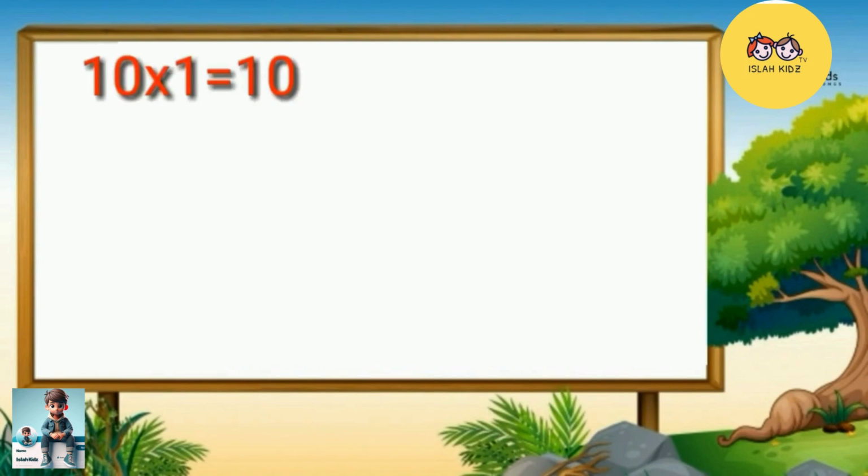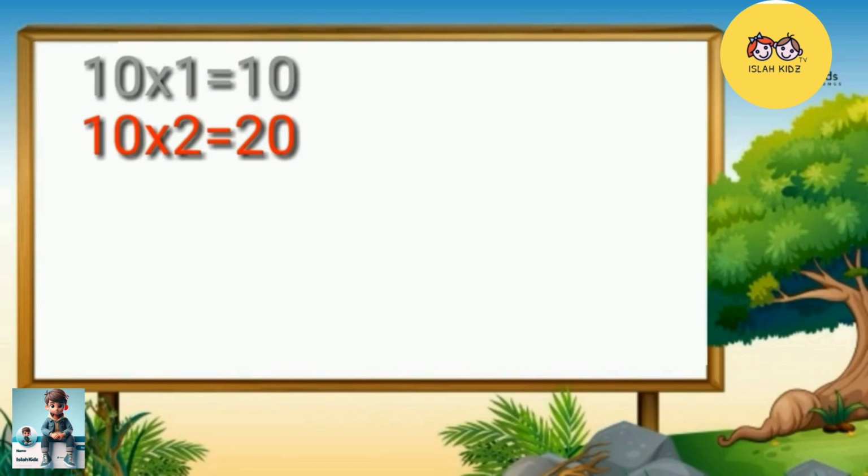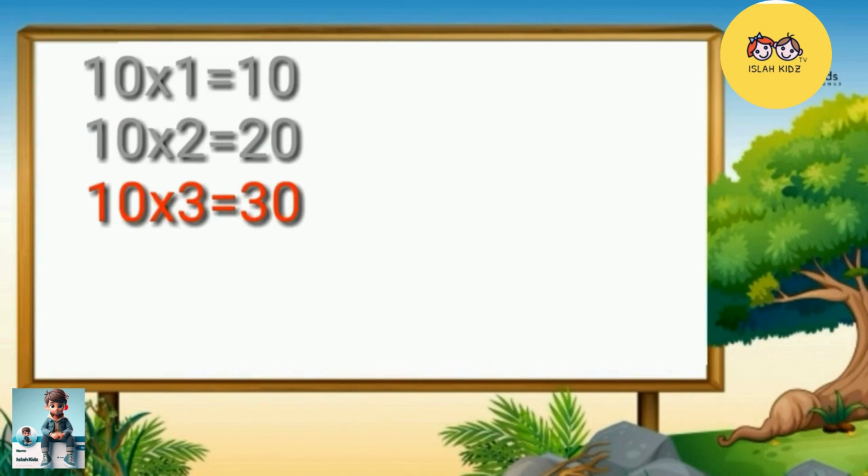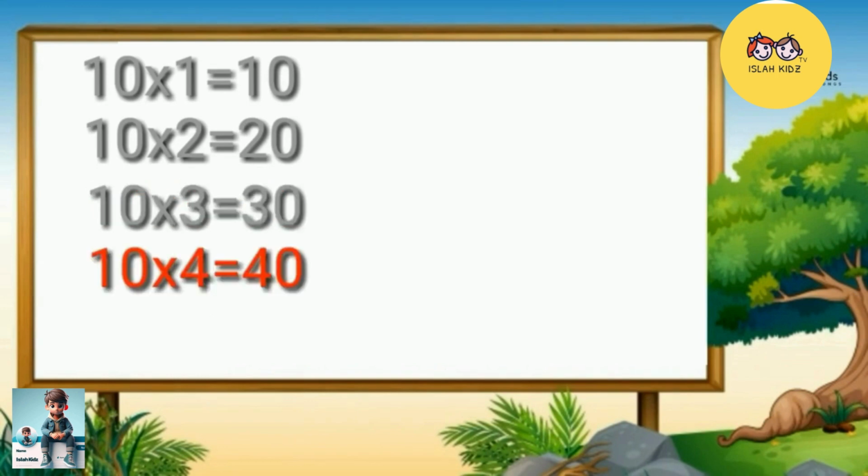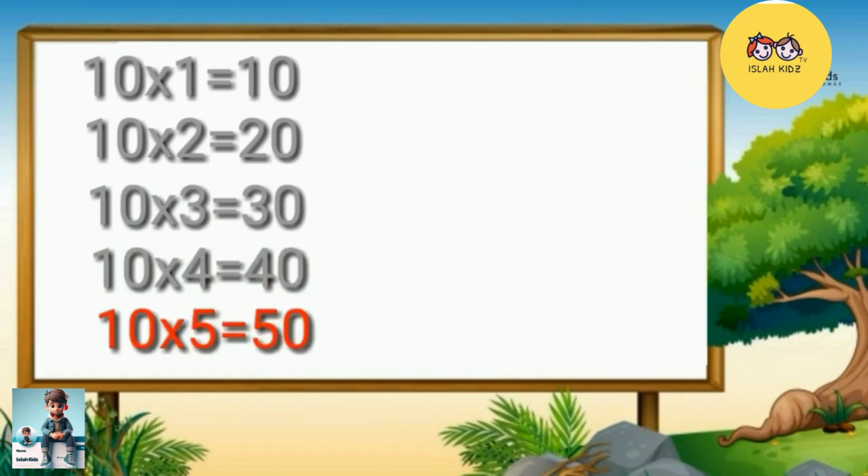10 ones are 10. 10 twos are 20. 10 threes are 30. 10 fours are 40. 10 fives are 50.